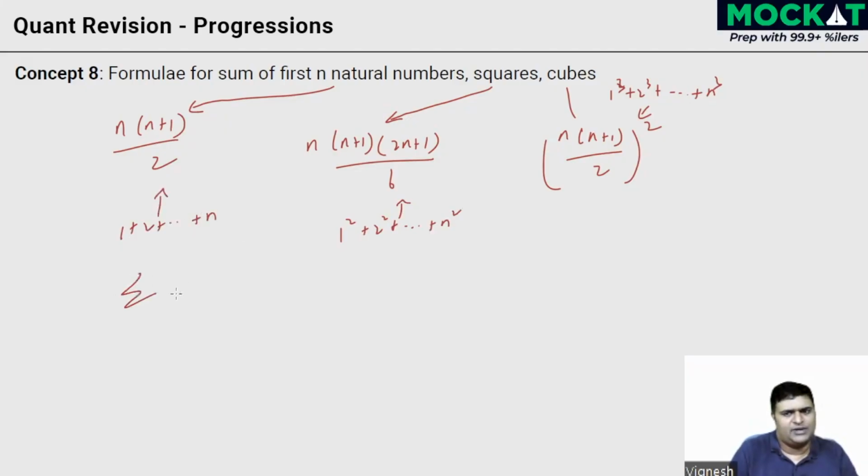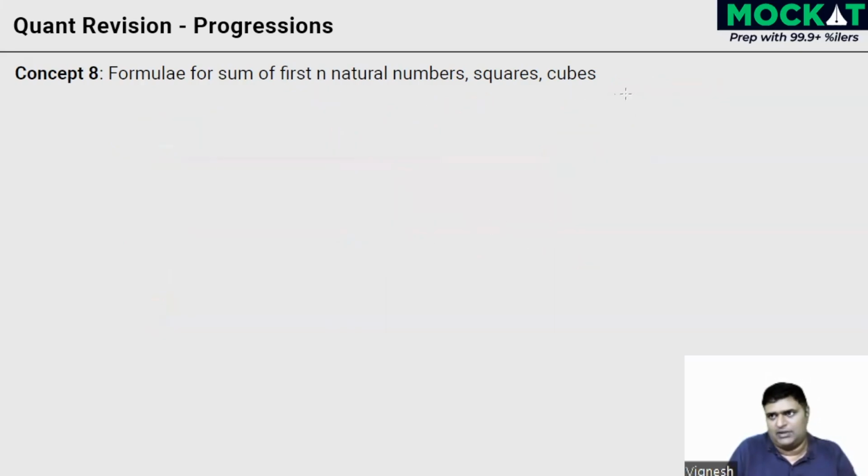Summation can also be written as sigma i equals 1 to n of xi, or n. We can have n equals 1 to 10 and sigma n, the first 10 natural numbers. Sigma n square, 1 square plus 2 square and so on. Likewise, n cube, n equals 1 to 10 means the first 10 cubes we have to add up. These we'll have to use in certain questions.